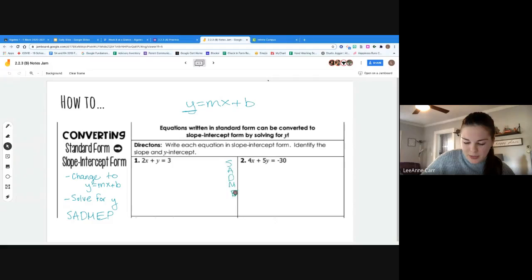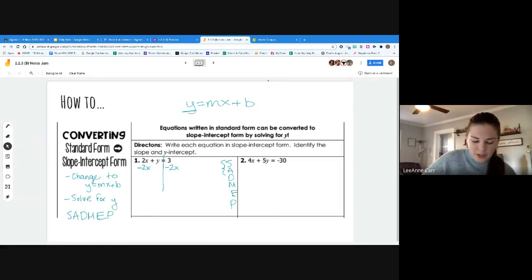All right, for number 1, we're, again, using SADMAP. I'm just writing it down so I remember. And our goal is to get y all by itself. So we're going to ask ourselves, is anything being added or subtracted to y? What do you guys think? Is anything being added or subtracted to y? Yeah, Trevin, 2x right now is being added to y. So in order to get rid of that, I'm going to subtract 2x. And I'm going to do it on both sides because remember, equations are all about balance.